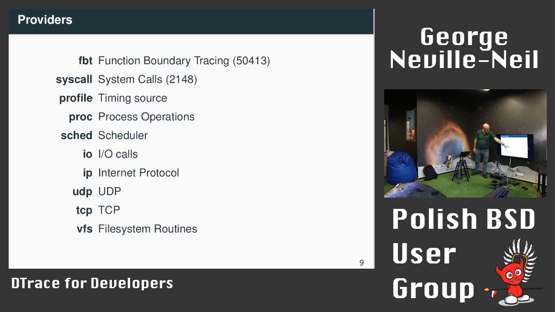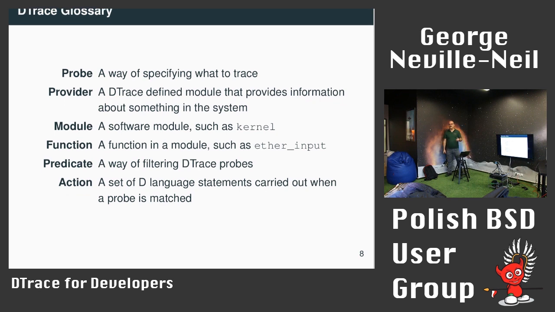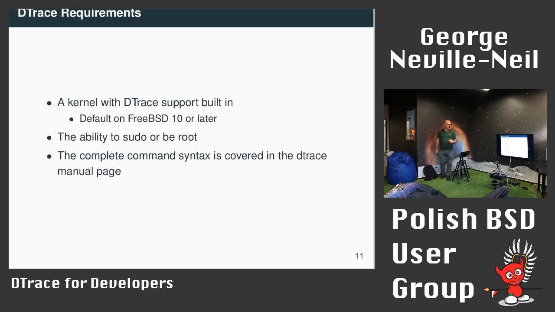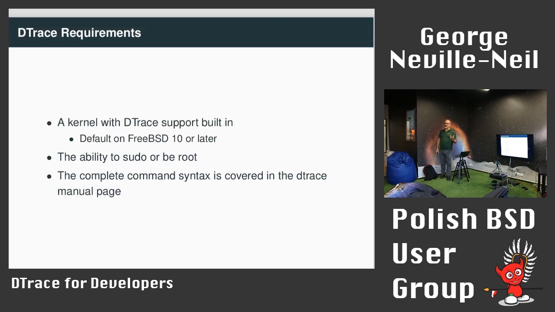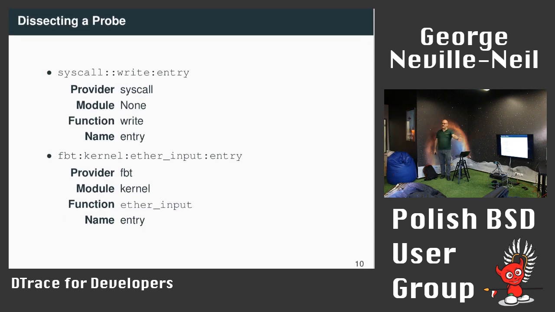In FreeBSD, ether_input is the central point at which all Ethernet packets go through to get into the network stack. So if I want to look at every inbound Ethernet packet, irrespective of interface, like I could have a 30 interface machine, they'll all eventually go through this. So my provider here is the function boundary trace point provider. My module is the kernel. My function is ether_input, and I want to know about the entry. And you can do entry and return. You can look at the return point of any function when it returns.